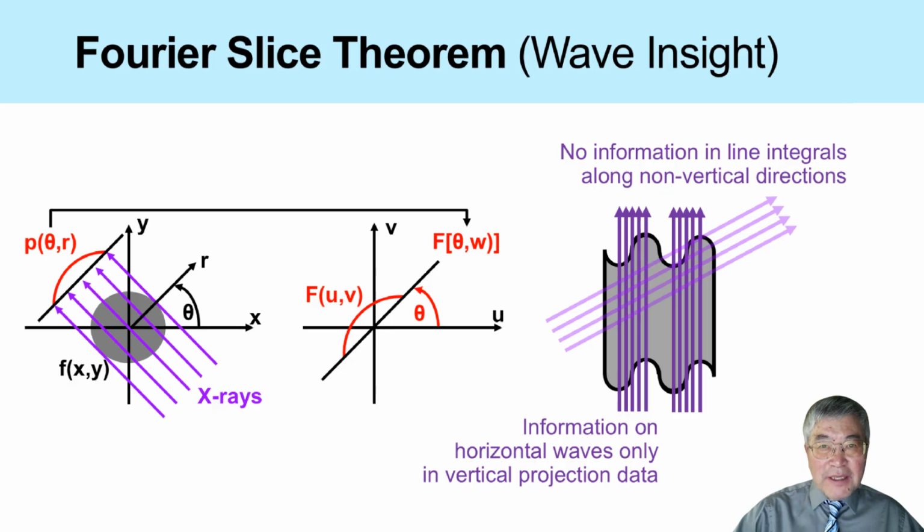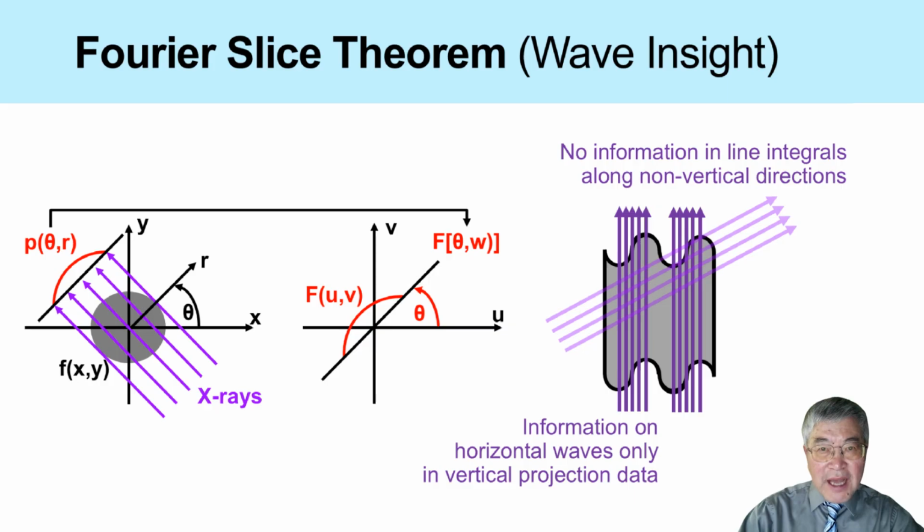If we take the one-dimensional Fourier transform of this projection profile with respect to r, we obtain a one-dimensional Fourier profile. The remarkable result is that this Fourier profile is exactly a radial line in the two-dimensional Fourier transform of the object, which we call capital F of u and v. This radial line passes through the origin of the Fourier domain and has the same angle, theta, as the projection direction.